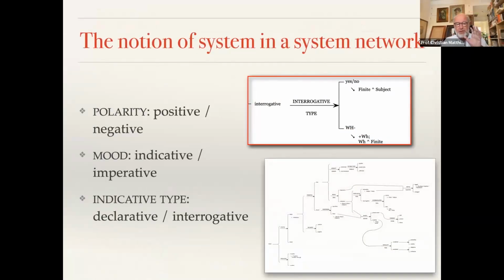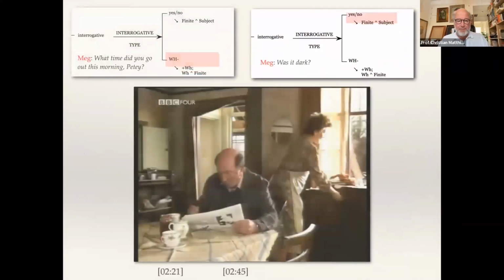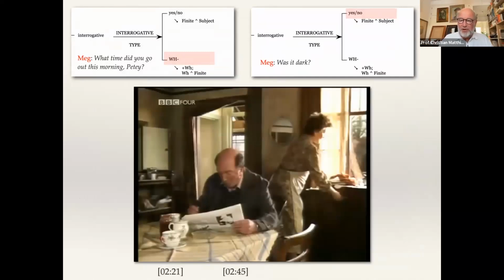Now, the system I've showed you, interrogative type, for interrogative clauses, is just one in the whole network representing the interpersonal resources of the clause in English, together with other systems like polarity, positive, negative, mood, indicative, imperative, indicative type, declarative, interrogative. So let me locate it for you in the system network. Before I move on, let me play you about 30 seconds of a filmed version of this play, precisely this breakfast conversation.